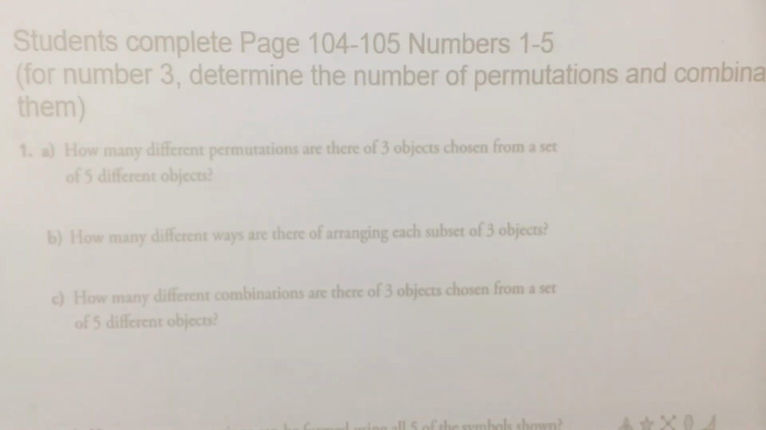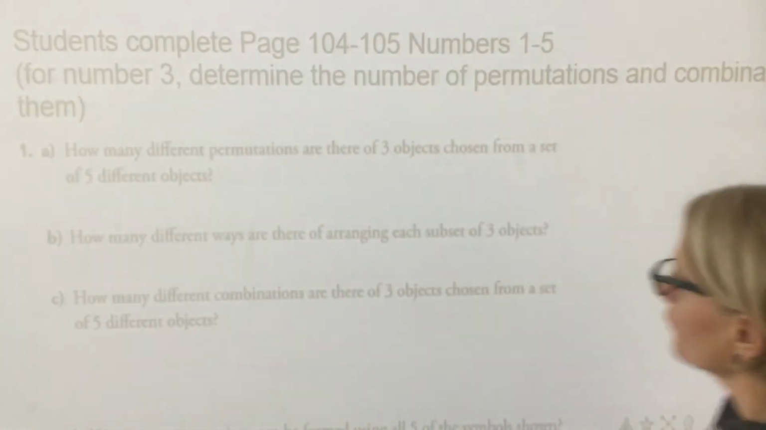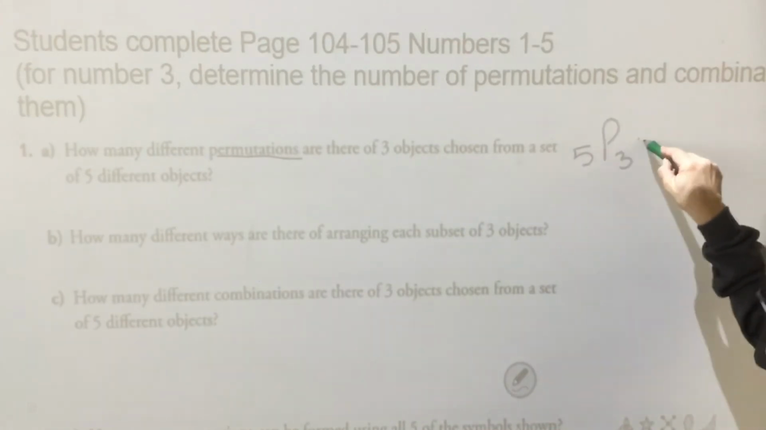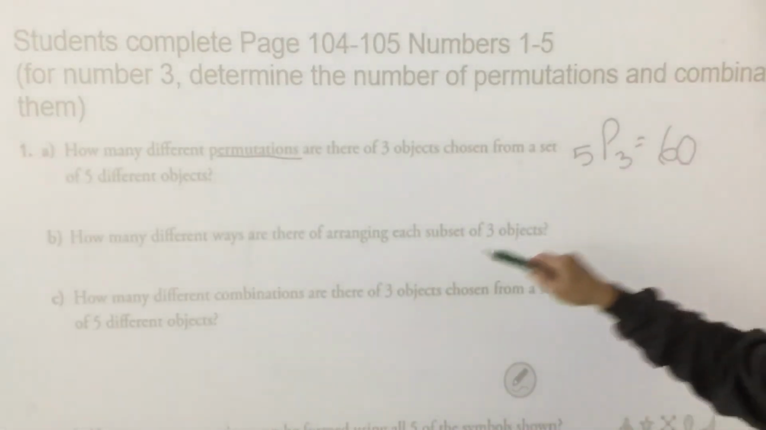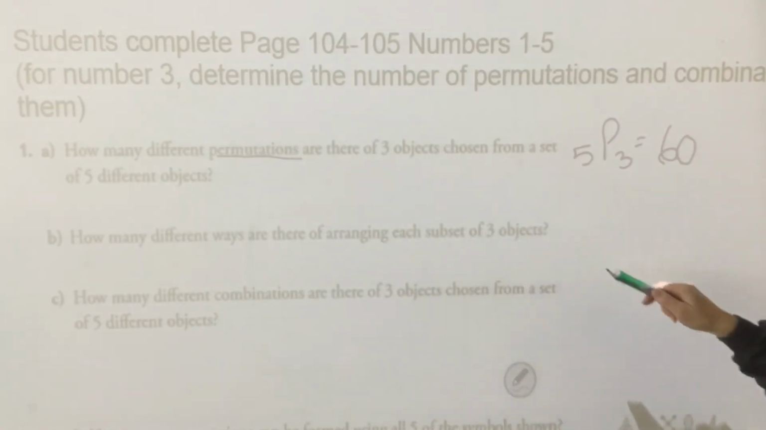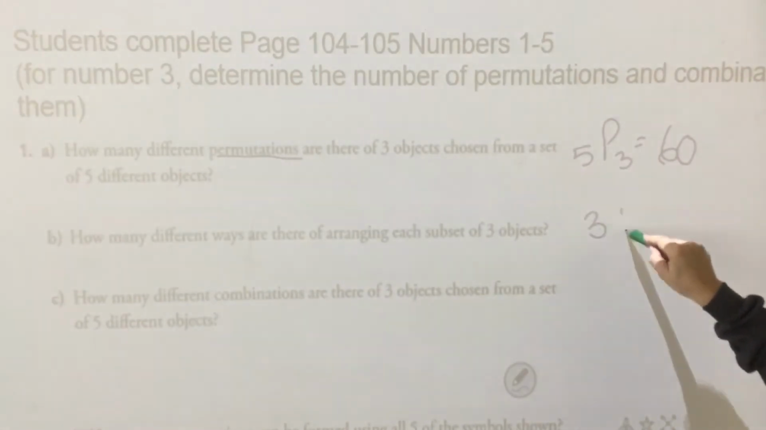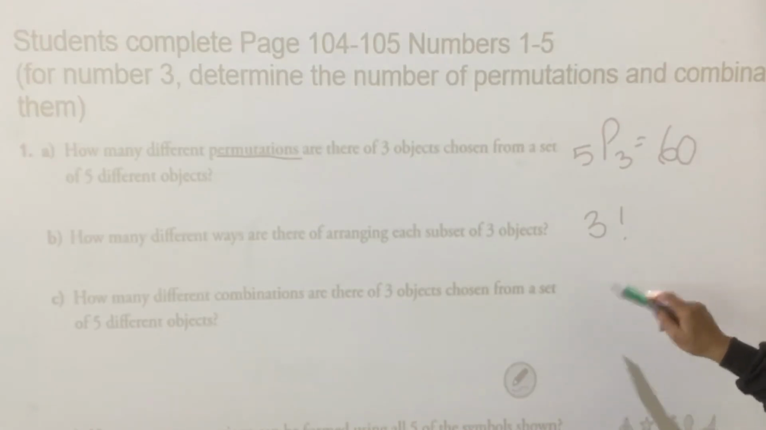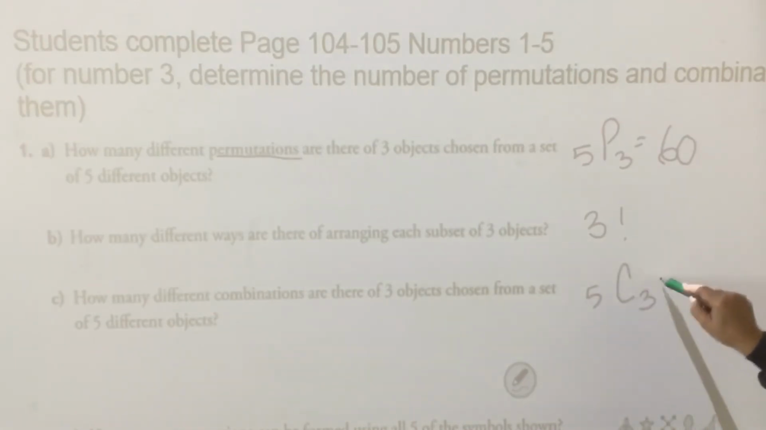Okay, so some of the explanations for this, the connections that you want to make: for number 1, it says how many different permutations are there of 3 objects chosen from a set of 5? So it does say permutation, so we're doing 5P3, which is 60. And then how many different ways are there of arranging each subset of 3 objects? That's just 3 factorial. Versus how many different combinations of 3 objects, which would be 5C3, which is 10.